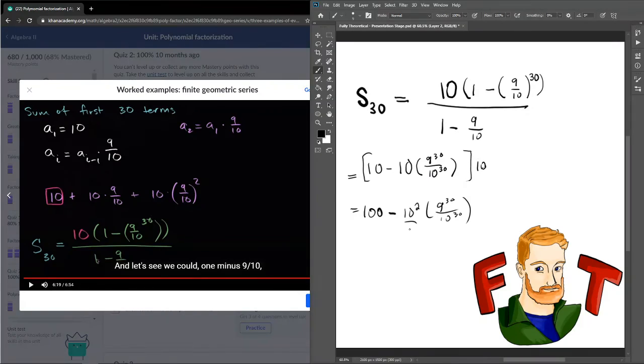And basically, you can just do that. So that leaves us with 100 minus 9 to the 30th over 10 to the 28th. And I have a feeling that's going to be the answer.